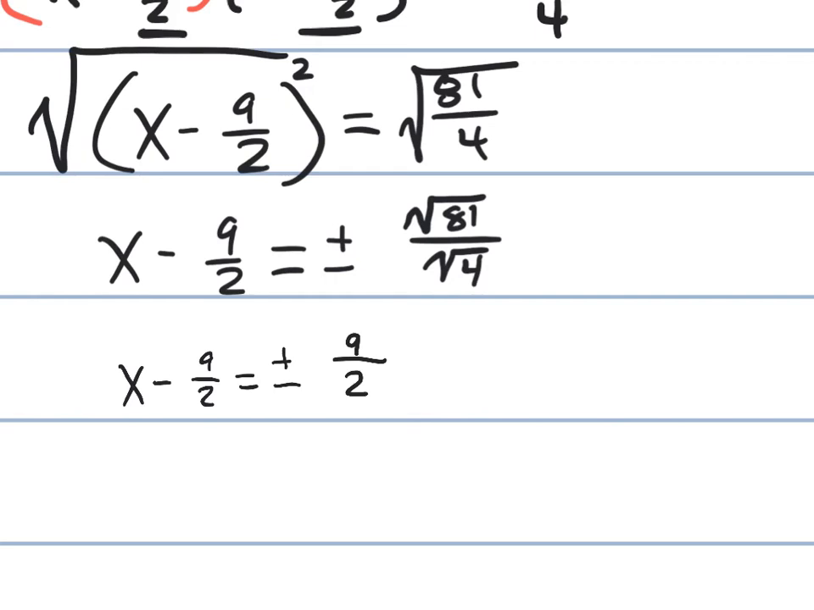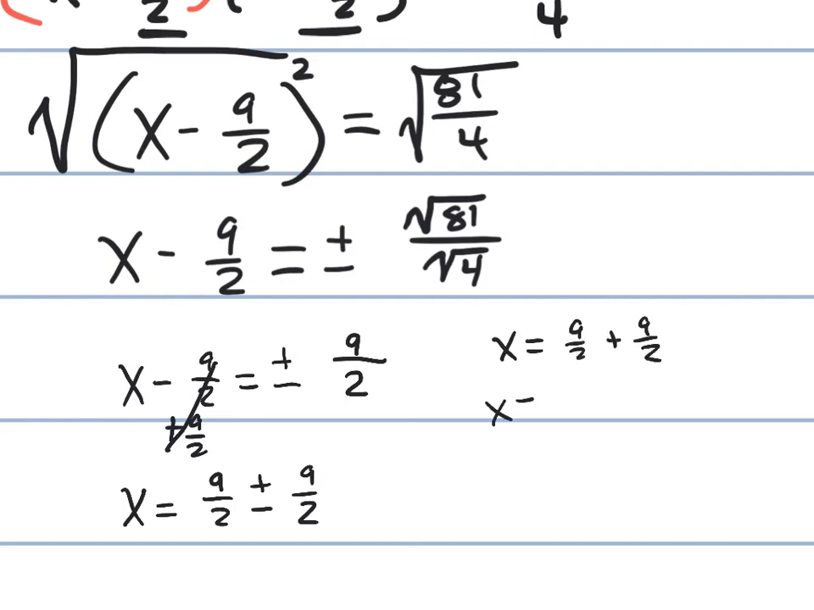So here we go. What am I going to do with that 9 halves? You're going to add 9 halves to get rid of this. And we get x is equal to 9 halves plus or minus 9 halves. Now you're like, wait, what is that though? How do I do that answer? Well, that is x equals 9 halves plus 9 halves, and x equals 9 halves minus 9 halves.